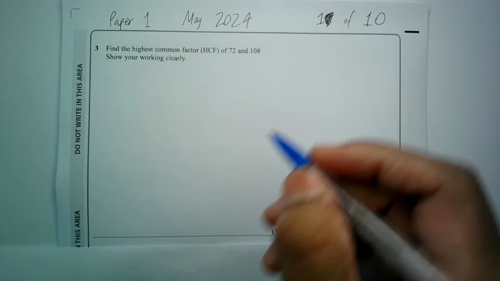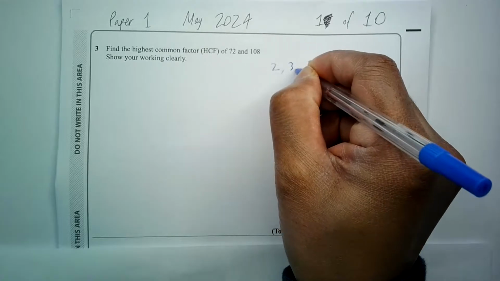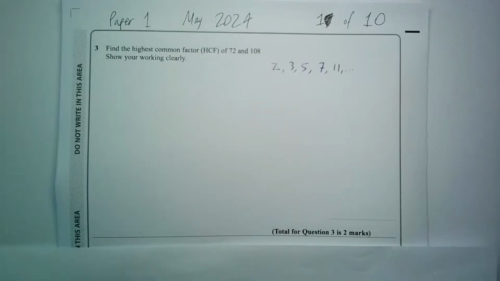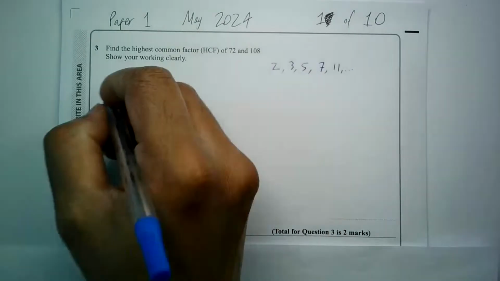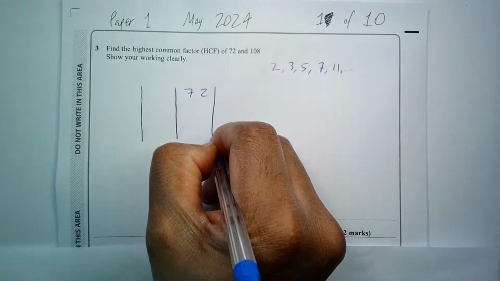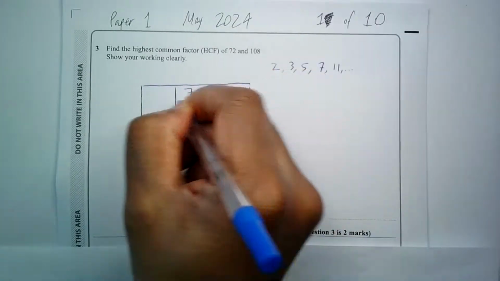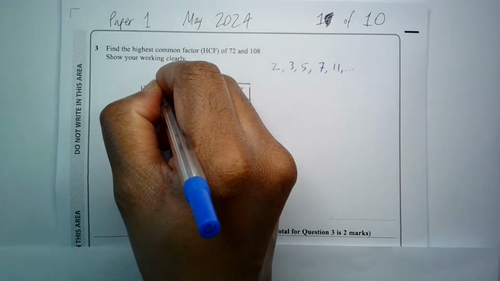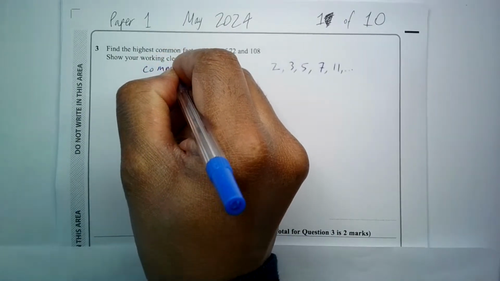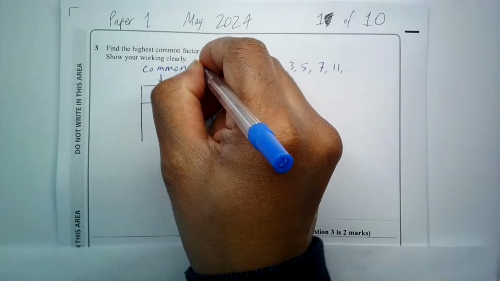So first thing we need to do is think about our prime numbers: 2, 3, 5, 7, 11, and so on. So we think of our prime numbers, and then we create a table. I'm going to put 72, and then I'm going to put 108. And in this column here are my common numbers. Whatever is common between 72 and 108, common factors.